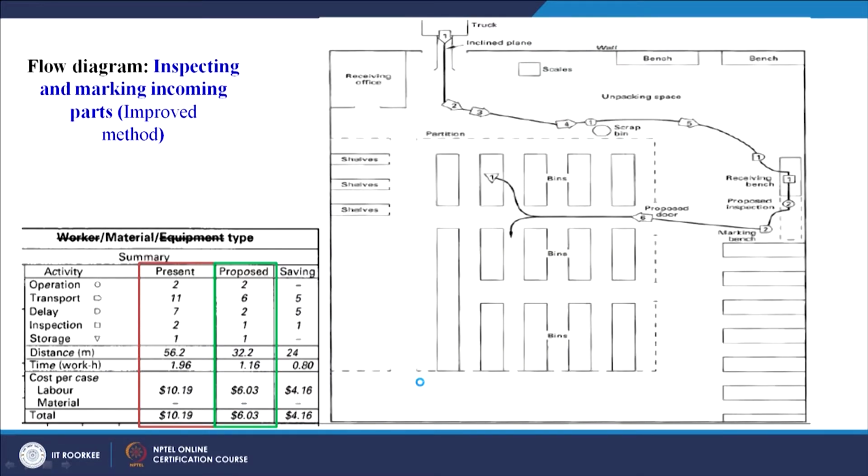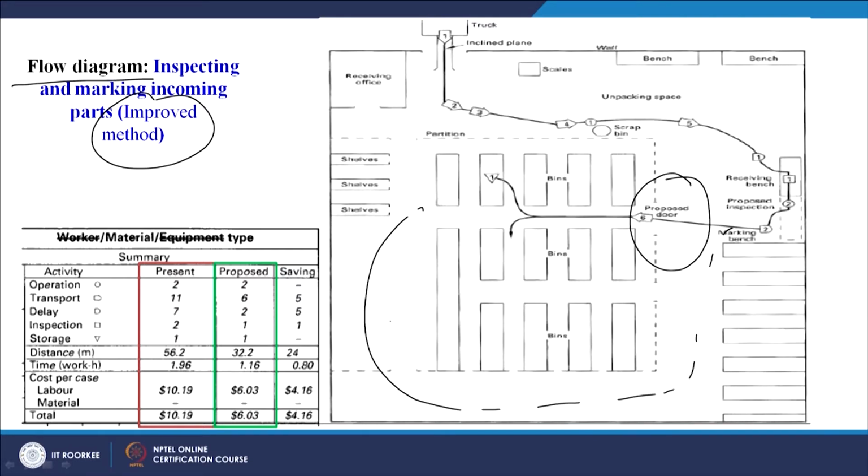So this is the flow diagram of the improved method. You can see here a new proposed door near the delivery point, and all the movement which was earlier going all the way there has been eliminated. The receiving bench is there, the inspection point is brought closer, the marking bench is brought closer. So all three are brought together as we have seen from the questioning technique, and it has considerably reduced the movement of material in the shop.